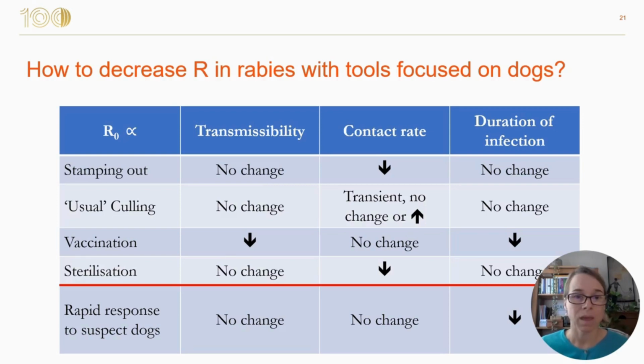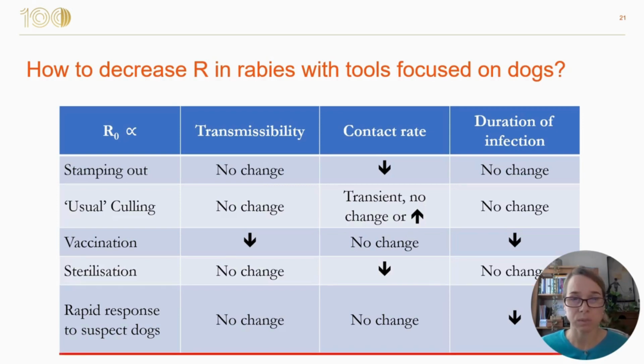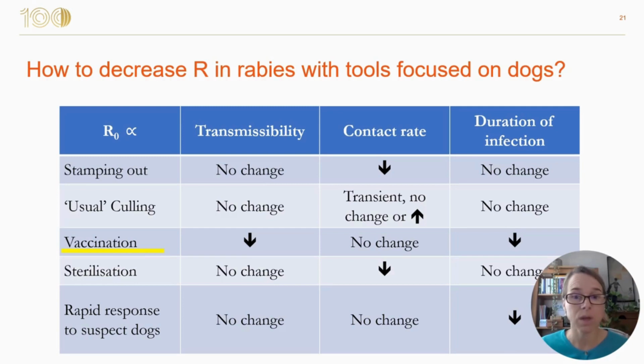And then we have rapid response to suspect dogs, where you are trying to identify dogs suspected to have rabies and remove them from the population before they have a chance to infect another dog. So the duration that they were infectious within the population is reduced. This is an important tool, but not one I will be talking about much today. So I'm going to go back to vaccination now with its double impact on the R.